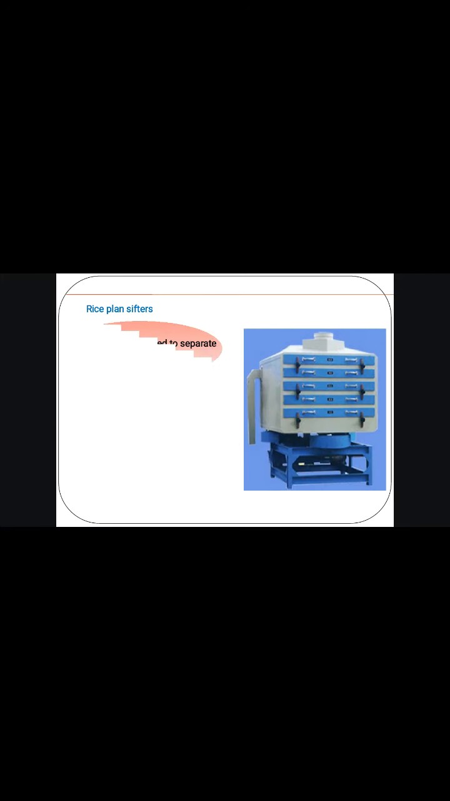Also important in rice milling industries are rice plant sifters. This figure shows rice plant sifters, generally used to separate broken rice from head rice. This means grading after polishing operations. Okay, after polishing operations, the grading is done.